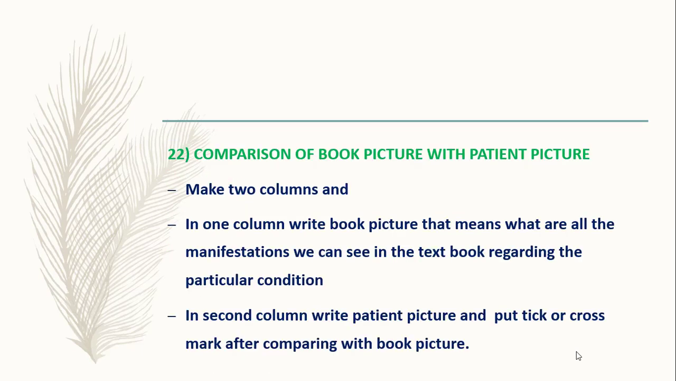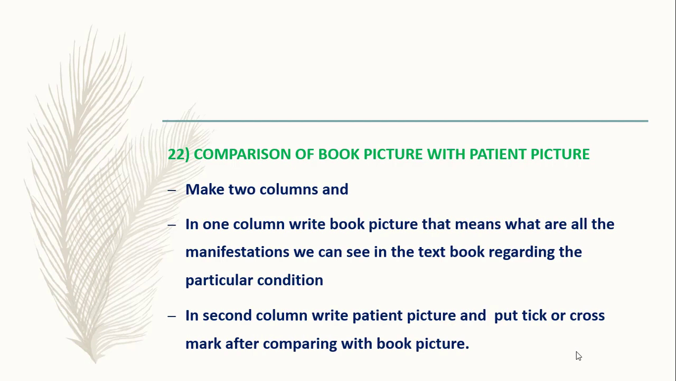Next thing is comparison of book picture with patient picture. That is the next heading we have to write in the case study. In comparison of book picture and patient picture, you have to make two columns. In one column, you have to write book picture and in another column, you have to write the patient picture. Book picture means what are all the clinical manifestations of the particular condition which we can see in the textbook, or originally what are all the clinical manifestations we can see in the particular condition. In the book picture that you have to write.